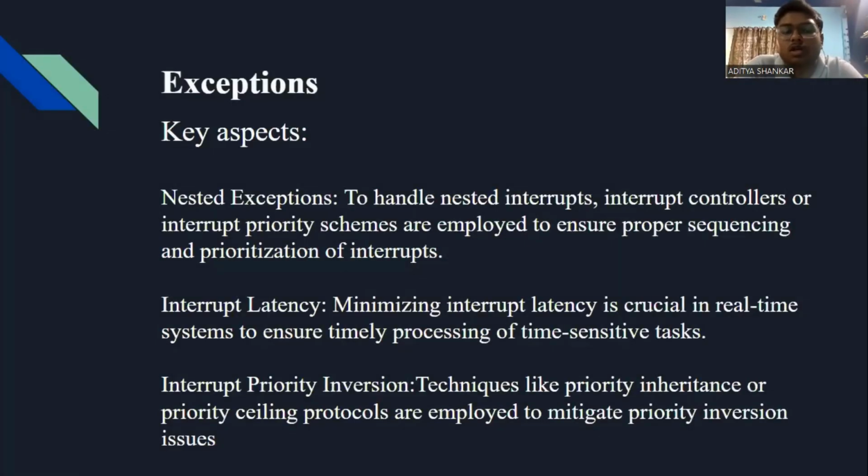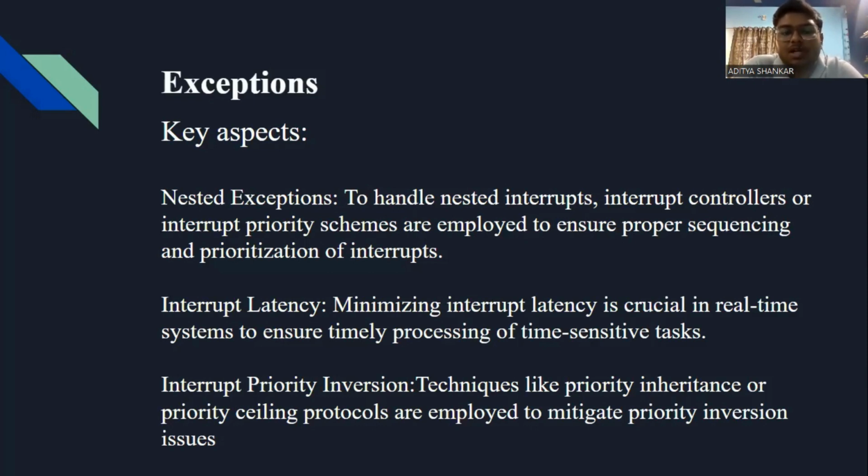Let's see. Under this, first is nested exception. What happens if there is an interrupt already being handled by the operating system, and at the same time the next interrupt is generated? Right now the microprocessor is already performing one interrupt, and in that time another interrupt is generated. This is nesting of interrupts, which is not the right case. So in this case, we need to prioritize the interrupt.